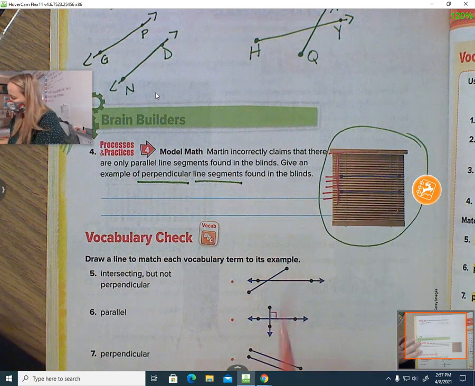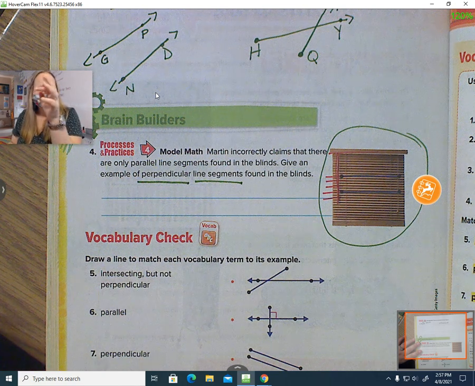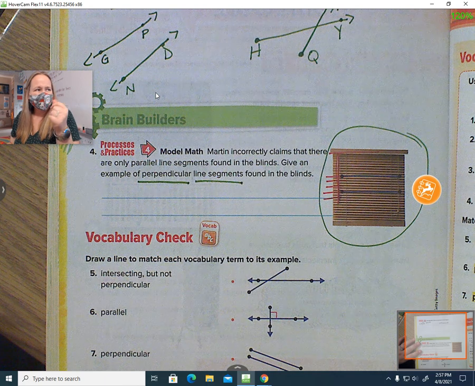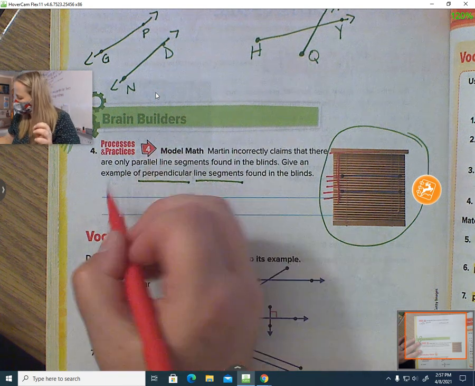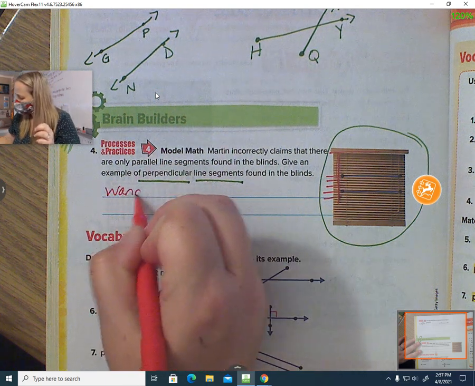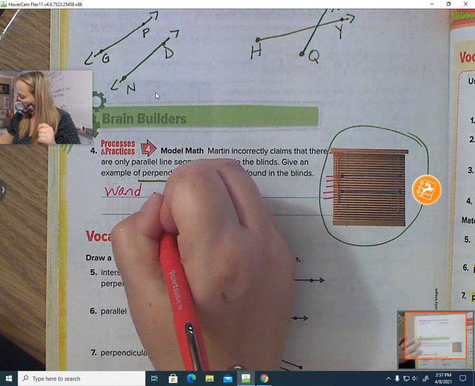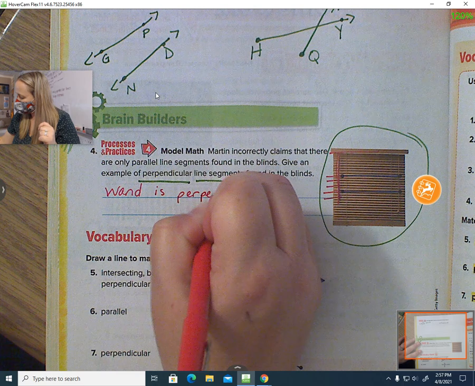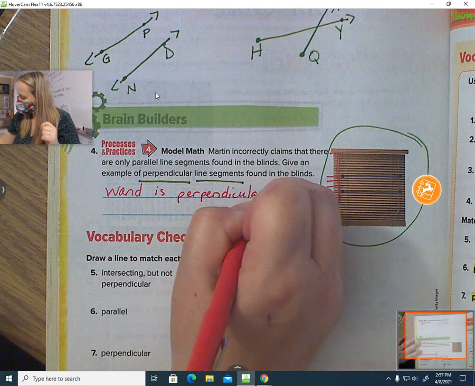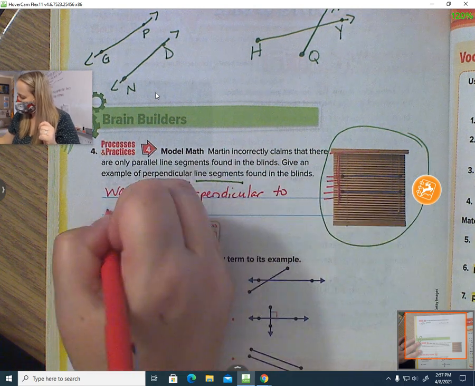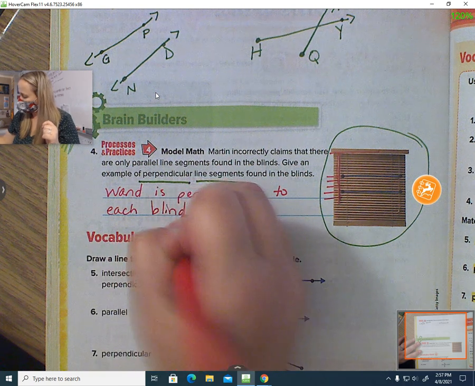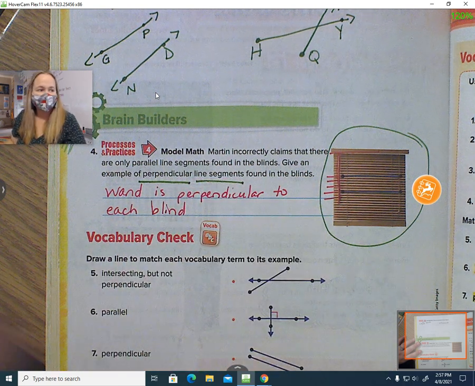So what do we call that? I forget what we call that. Also, there's the cord over here. That cord is a straight line. I think I'm going to call that the wand. I forget what it's called. So I'm going to say the wand is perpendicular to each blind. Right? That sounds about right.